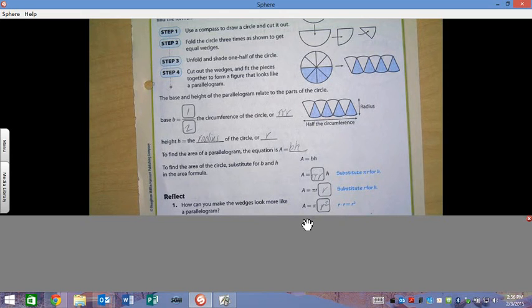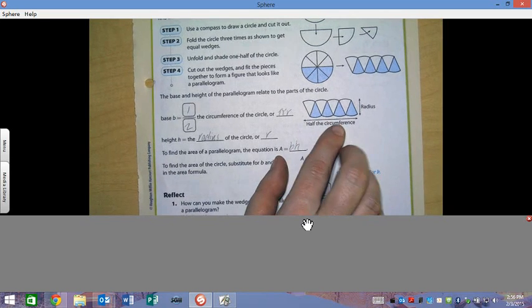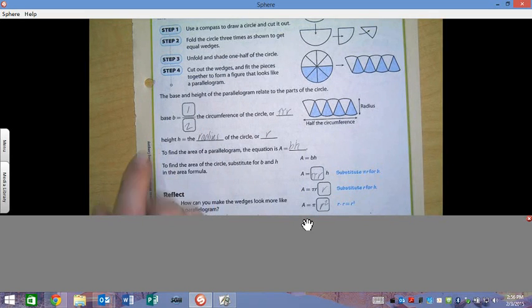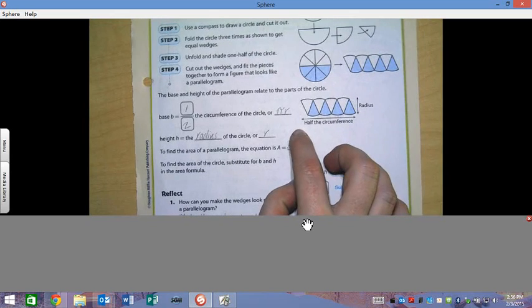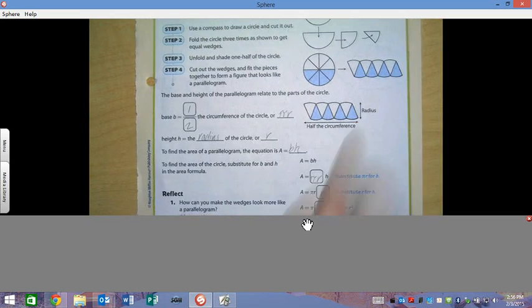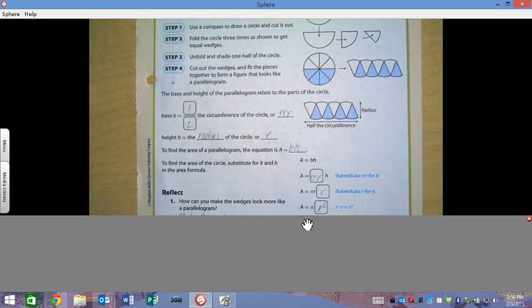So I want you to pause the video and answer the reflection question. It's how can you make the wedges look more like a parallelogram? Notice they have some curved edges, so it's hard to see that it really looks like a parallelogram unless you squint your eyes and tilt your head the right way. So, pause your video and make your answer, and then we'll compare it to what I've got.